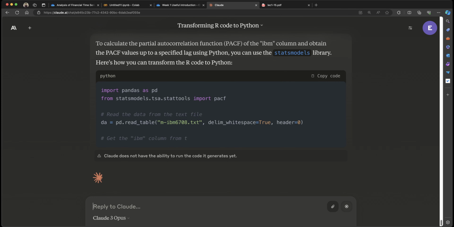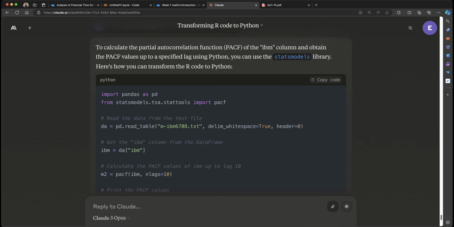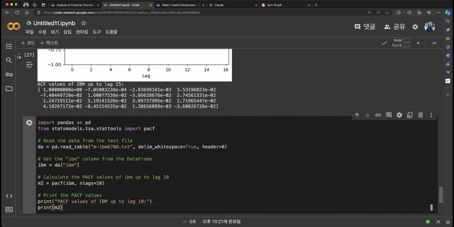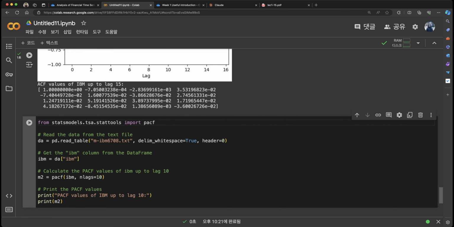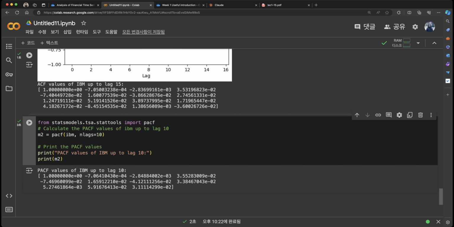Partial autocorrelation. Copy, and then code, delete this one, delete this one. Okay, well, it becomes slower and slower. Okay, well, it can generate the value for the partial autocorrelation function.